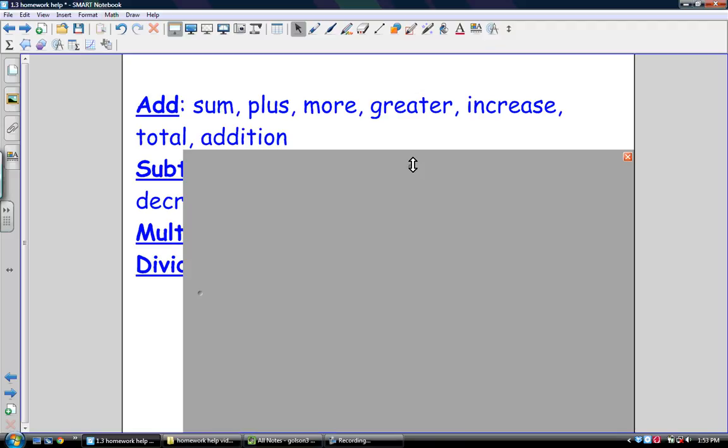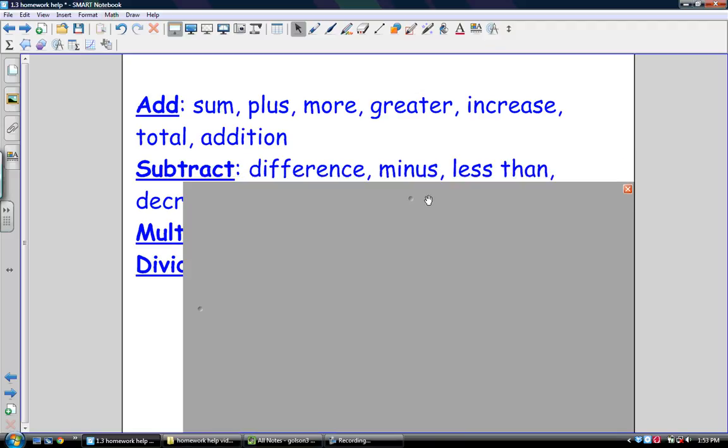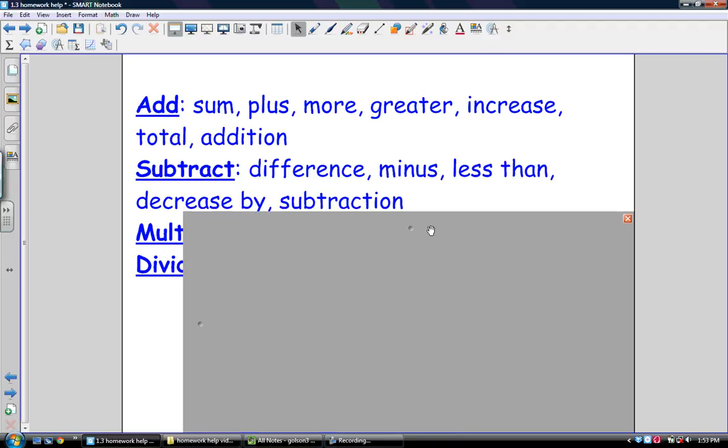Okay, so the ones that I have are difference, minus, less than, decrease by, and subtraction. Pretty much they're all just the opposites of what the adding ones were, which is normal because subtraction is the opposite of addition. Okay, so multiplication, I'd like you to do the same thing. Pause the video for a second and write down any things you can think of that you know when you're seeing a word problem means you've got to multiply.